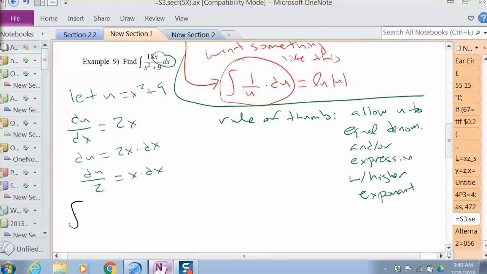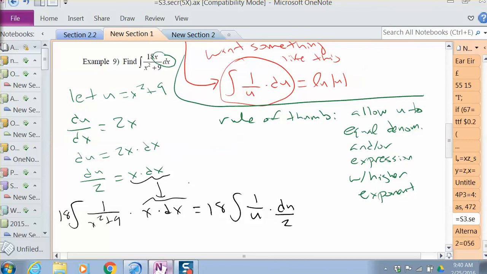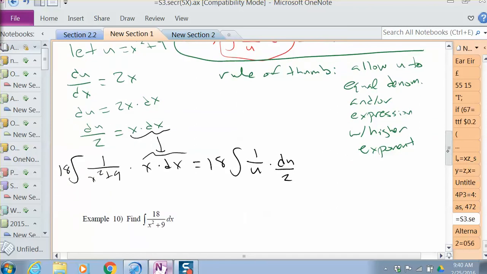So now my integral can be written in this manner. I'm going to push the 18 out. This is constant. I'm going to write this as 1 over x squared plus 9 times x times dx. So just like what we did in the previous problem, 1 over u times du over 2. Because we know what x times dx equals, so we just do a swap.